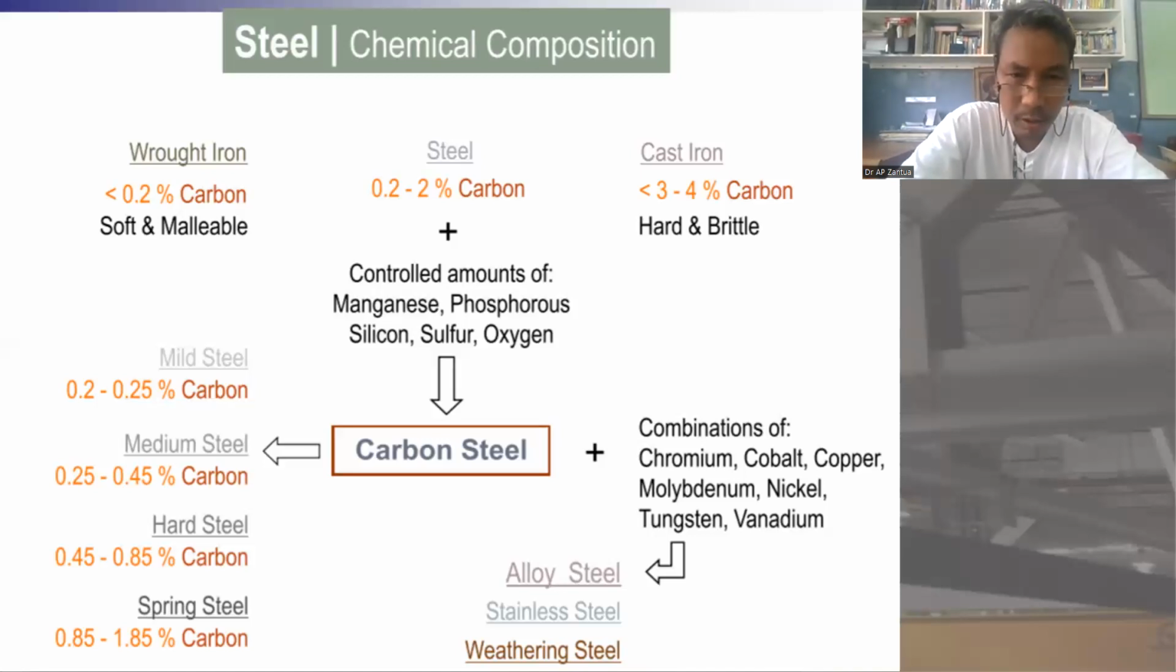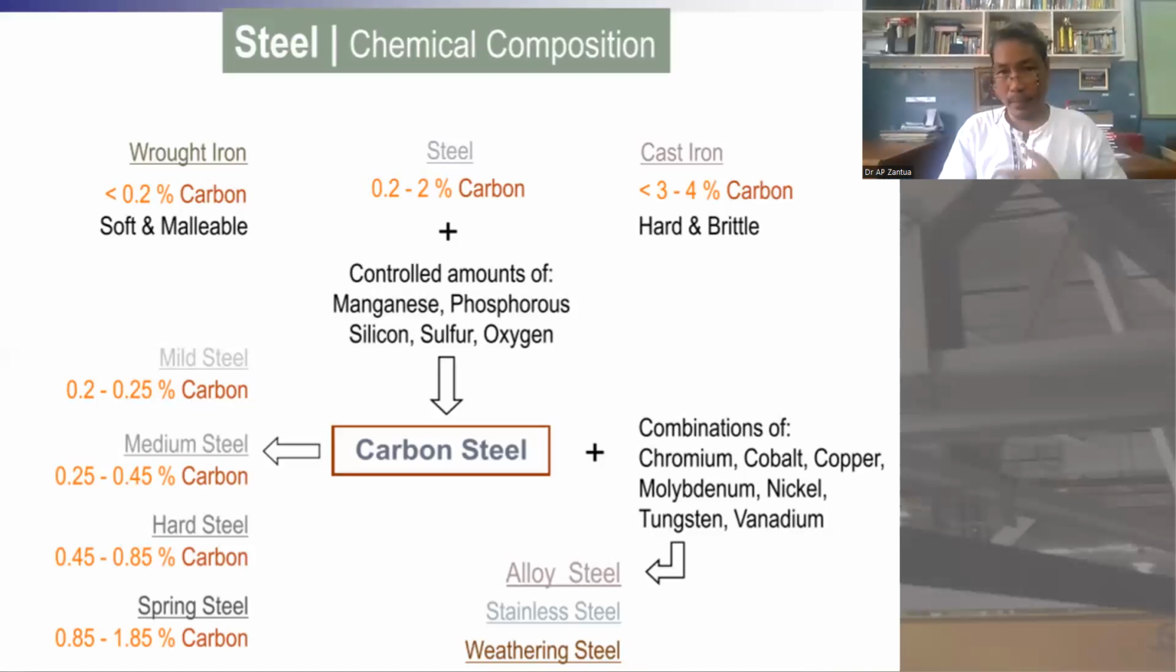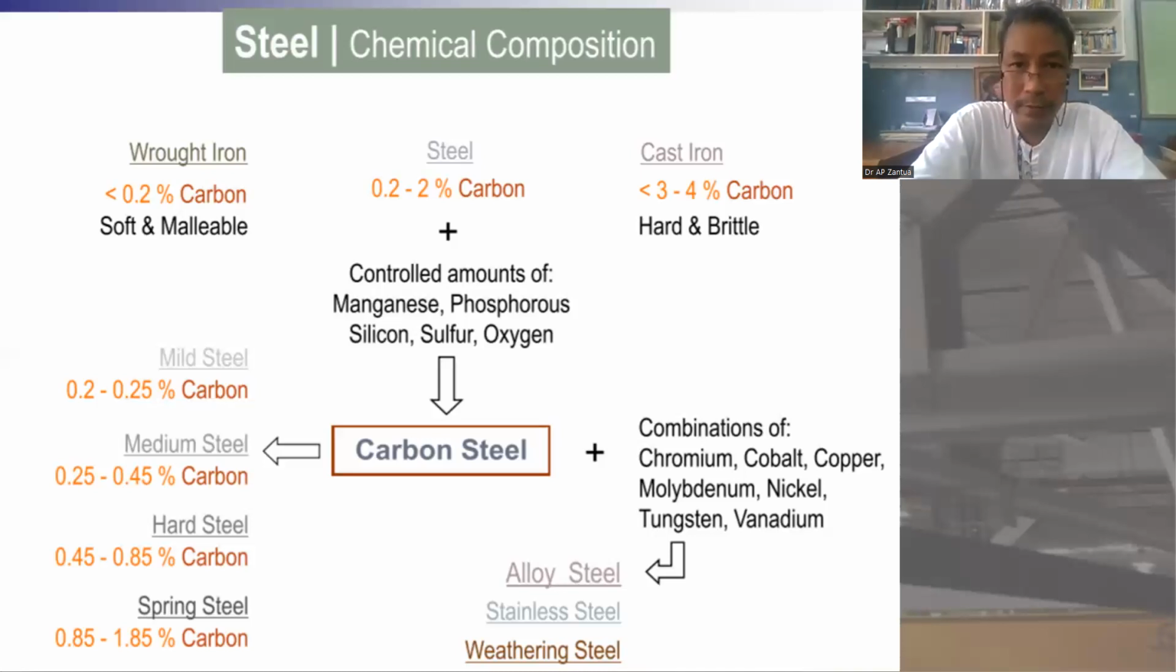So let us talk about the different types of carbon steel, between 0.2 to 2%. We have mild steel, medium steel, hard steel, and spring steel. So remember, as we increase the amount of carbon, the result will gain strength and corrosion resistance.